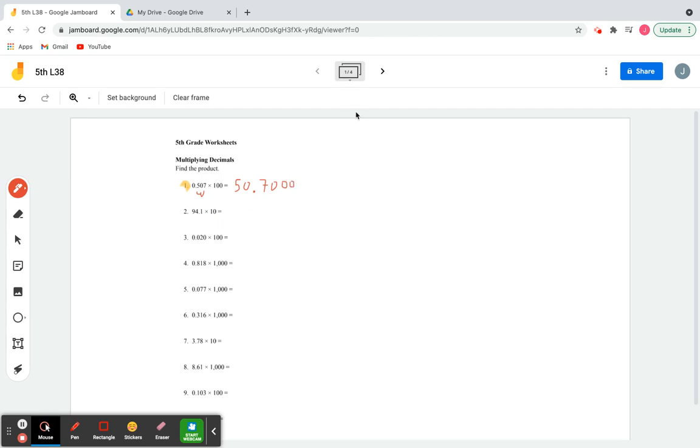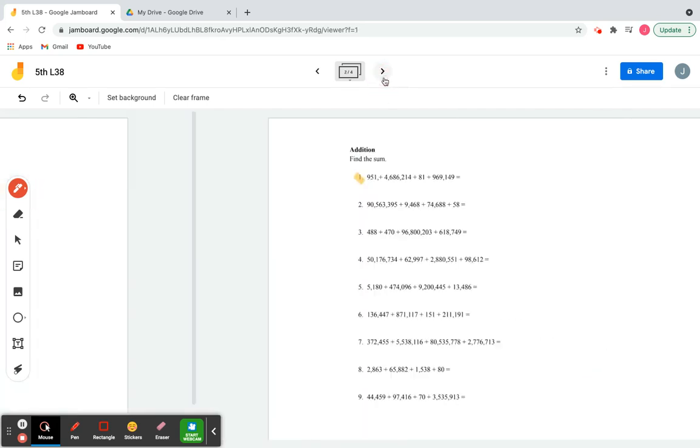And then let's work on one more example, and we have number 2. So 94.1 times 10. So we are multiplying 10, so we're going to move the decimal point to the right by 1 unit. So it's going to be next to 1. So it's going to be just 941.0. You don't really have to write 0 actually because it's just the same as 941. And then let's move on to the next page.